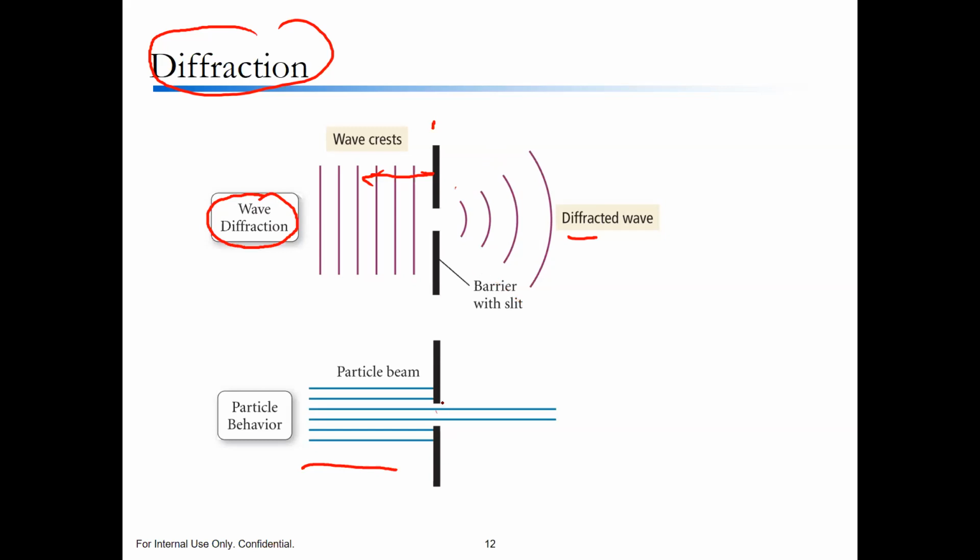And a beam doesn't spread out, it just stays in a straight line. So waves, they spread out. That's what we know about waves, whether it be a sound wave, a light wave, or an ocean wave: waves spread out, diffract.